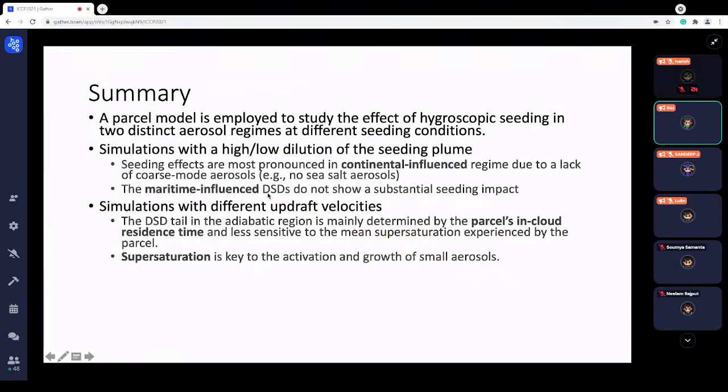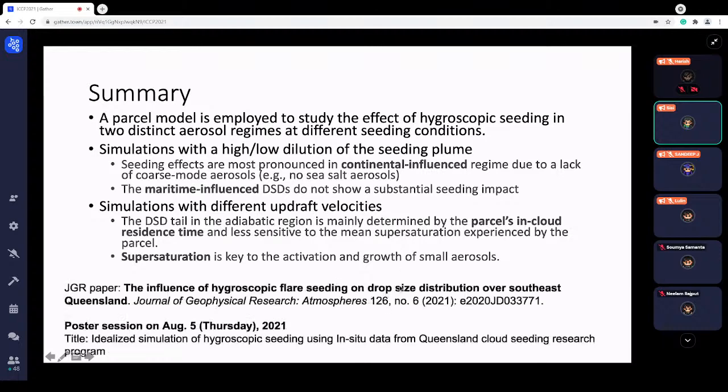So here is the summary for this parcel model simulation. This study has been published in JGR. And I also have a poster session on Thursday if you are interested in having more discussions.